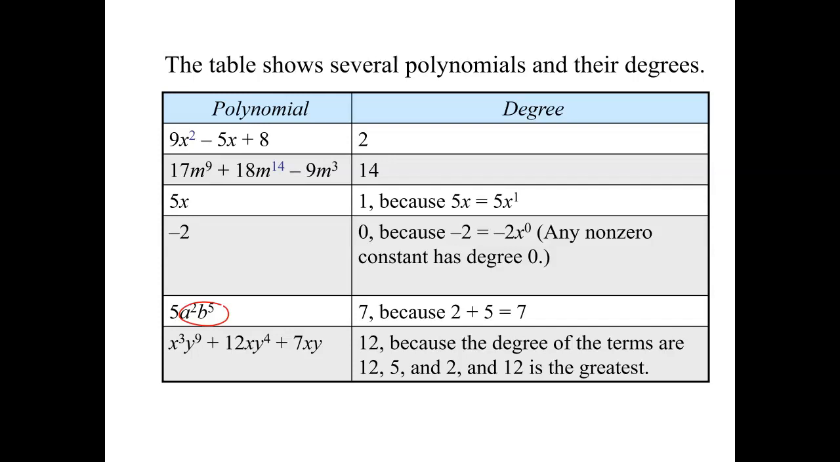If we have more than one variable in the term, you add the degrees together. Okay? So a squared b to the 5th is going to have a degree of 7. We add those together. And then again, with multiple terms, we're going to look for the largest. I've got 12, I've got 5, and I've got 2. So 12 is going to be the degree of the polynomial.